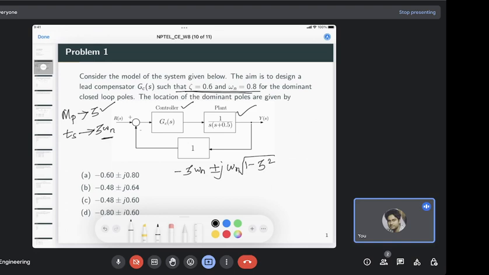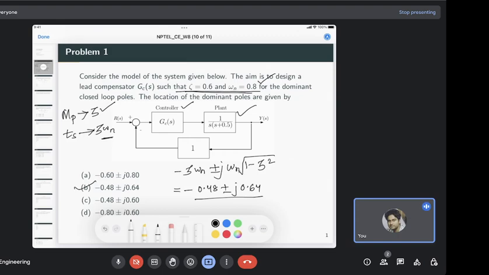So zeta omega n is 0.6 into 0.8, so 0.48. So we have this equal to minus 0.48 plus minus j, and this is 0.8 times the square root of 1 minus 0.6 squared, so we have 0.64. Okay, so these are the locations of the dominant poles. We have these complex conjugate poles because we want an underdamped system. These specifications are valid only for a second order underdamped system. So we see that the option will be this one, so the dominant poles are located at this point.